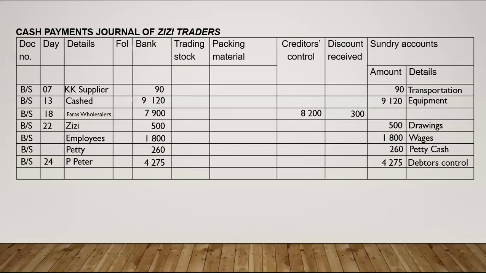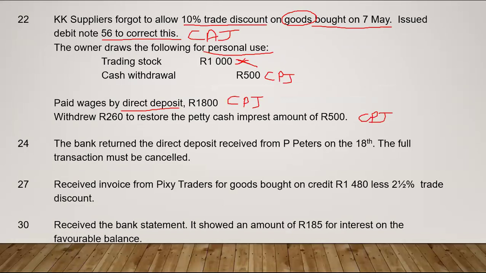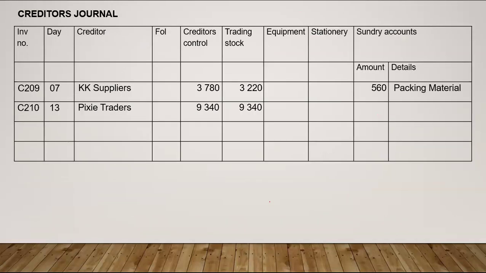All right, let's move on. On the 27th, we received an invoice from Exit Traders for goods bought on credit, which was 1,480 less 2.5% trade discount. So the fact that we received an invoice means that transaction will be recorded in the creditor's journal. It'll be C22211. Day will be the 27th. I knew there was something wrong. It was Exit Traders.